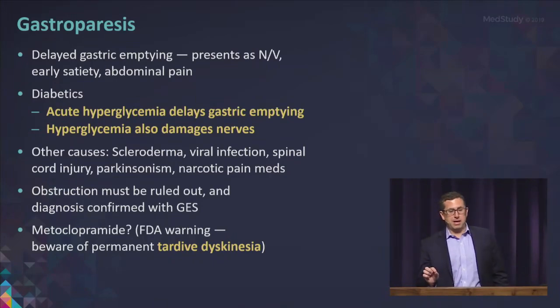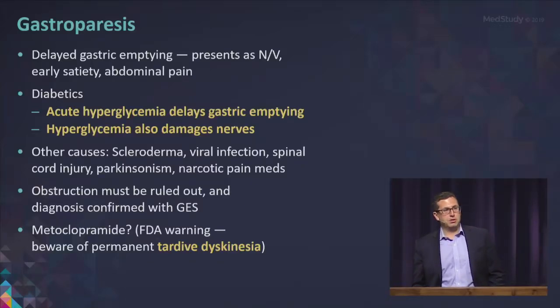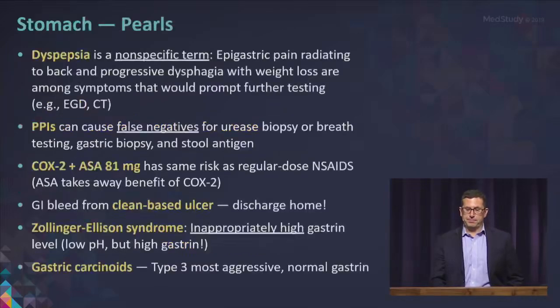Gastroparesis is not just seen in diabetics, however. It could be seen in scleroderma and even viral infections. So some people get a post-viral gastroparesis that could go on for months to years, and they don't have diabetes. Obviously, you need to rule out obstruction, make sure there's nothing at the pylorus that's blocking things. And then the classic treatment for this would be Reglan. But you have to be careful because of tardive dyskinesia, which I'm sure everybody knows about. So there's a black box warning for that.